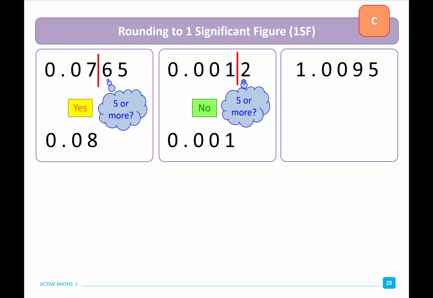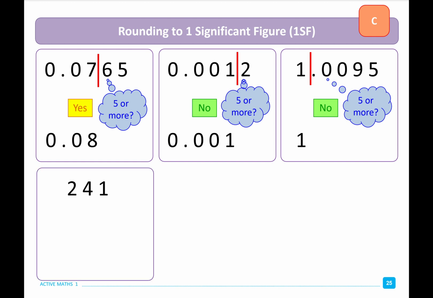Rounding to 1 significant figure. We keep the 1. Is the digit after our first significant figure 5 or more? No. Therefore, we round down. Let's look at 241. Rounding to one significant figure, we keep our largest value. Is the number after our first significant figure 5 or more? No. Then we round everything else to 0.